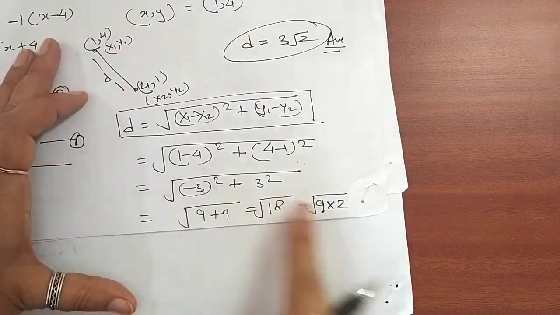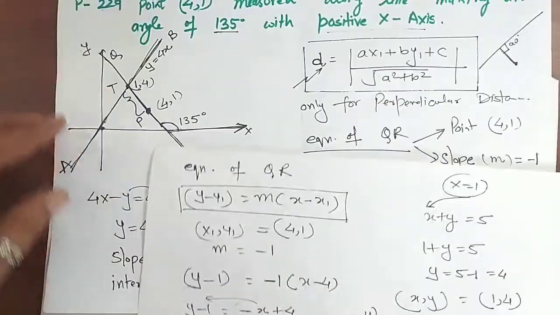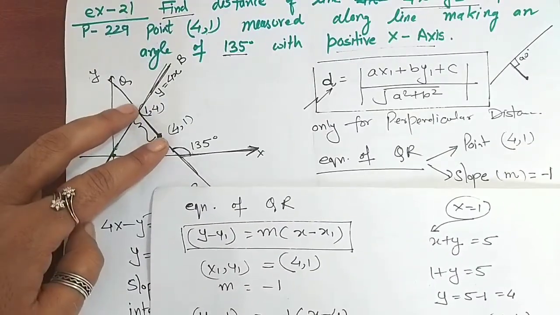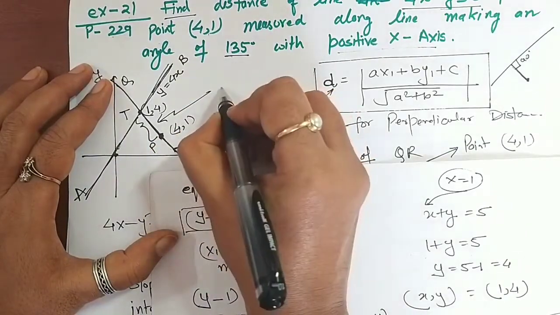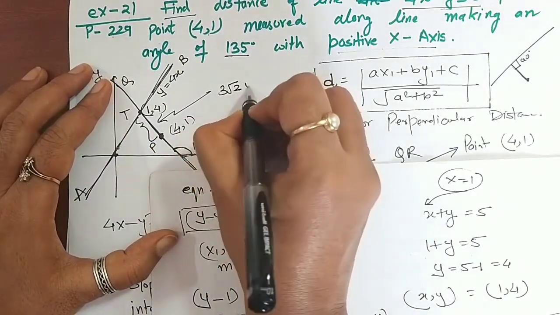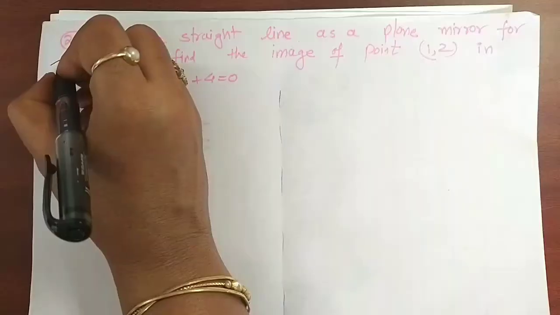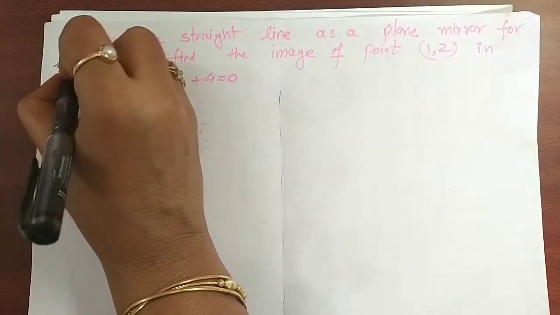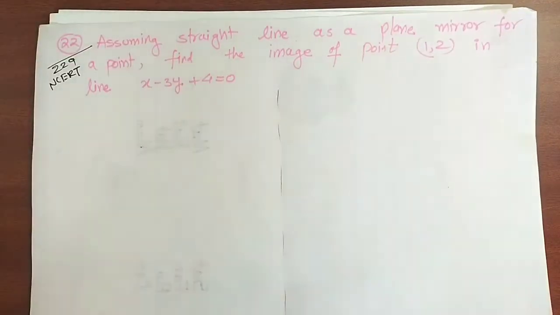So this was my D, the distance between these 2 points in the original diagram. This distance, what I found, is 3 root 2 units. I hope you understood. On page number 229 of the NCERT book, here is the question.